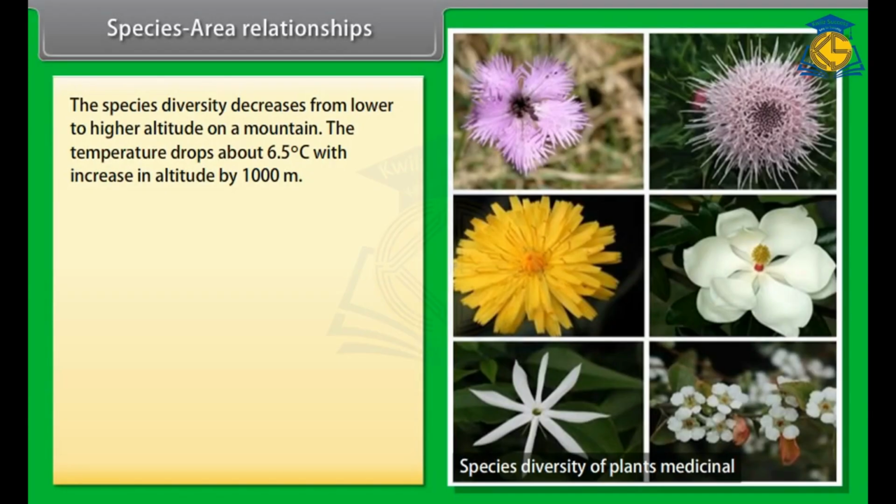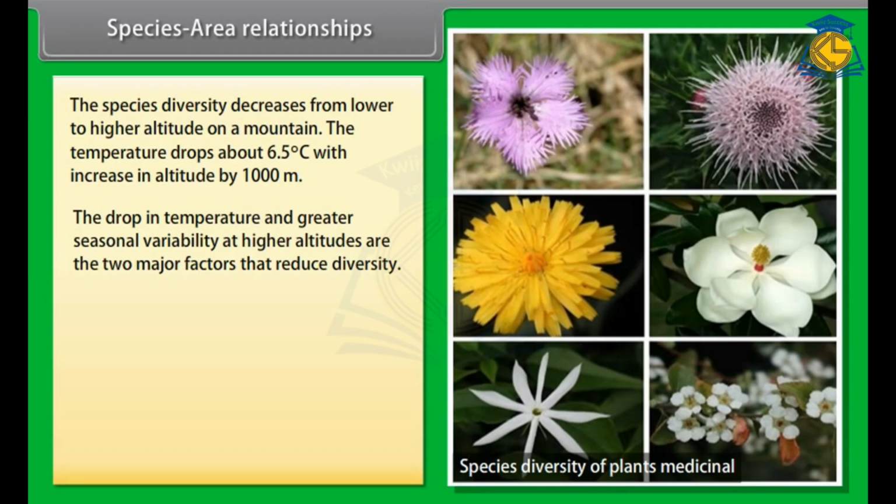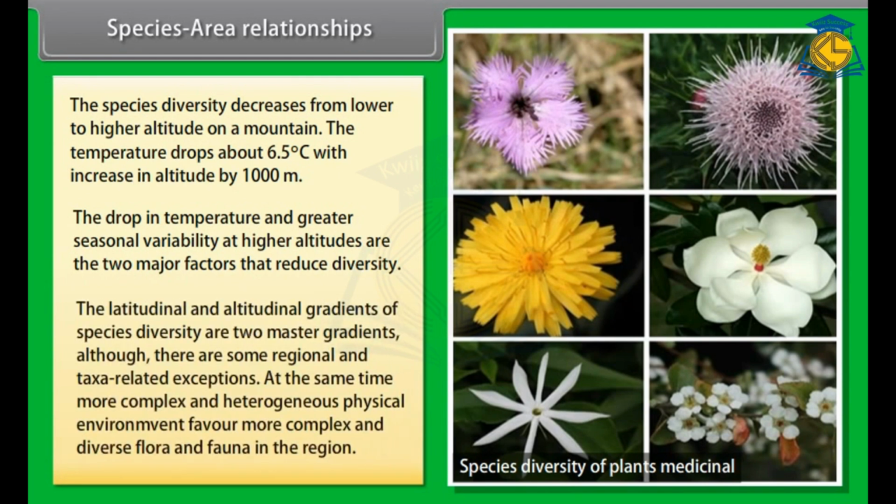Species area relationships. The species diversity decreases from lower to higher altitude on a mountain. The temperature drops about 6.5 degrees Celsius with increase in altitude by 1000 meters. The drop in temperature and greater seasonal variability at higher altitudes are the two major factors that reduce diversity. The latitudinal and altitudinal gradients of species diversity are two master gradients, although there are some regional and taxa-related exceptions.